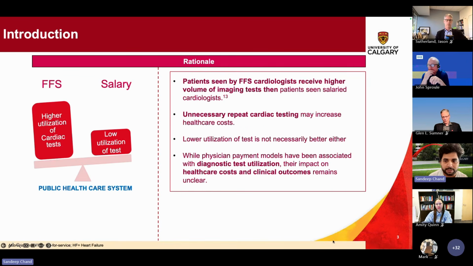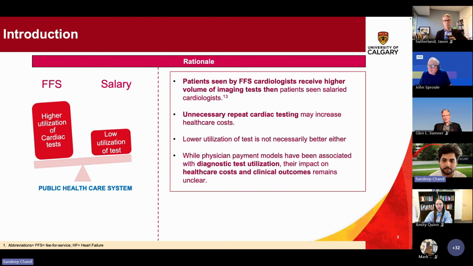So here's the tension in the picture on the left as a whole argument. A recent Alberta study found fee-for-service cardiologists submit about twice as many outpatient imaging claims as salaried ones. Unnecessary repeat testing costs money and adds to everyone's wait time. But less testing is not automatically better. Undertesting can mean a delayed diagnosis or misdiagnosis. In a public funding system, the goal is not fewer tests, but the right test for the right patients.